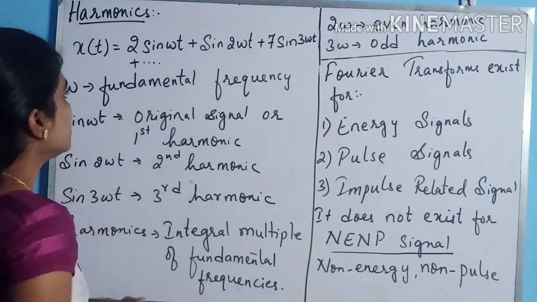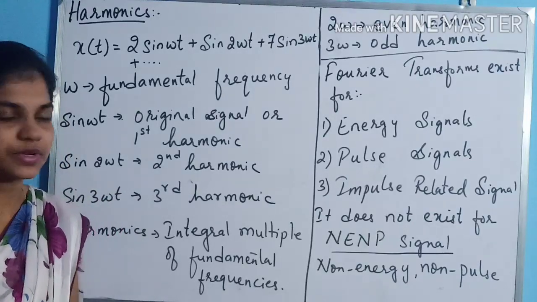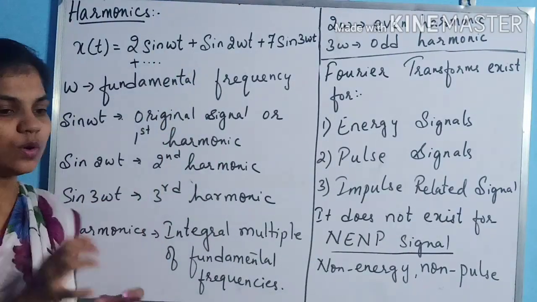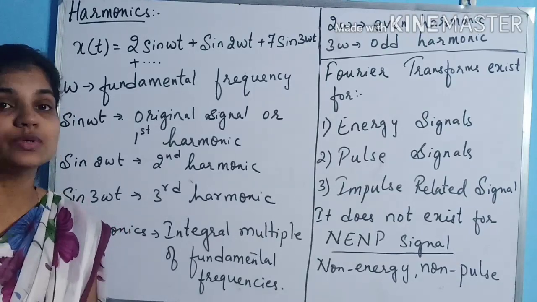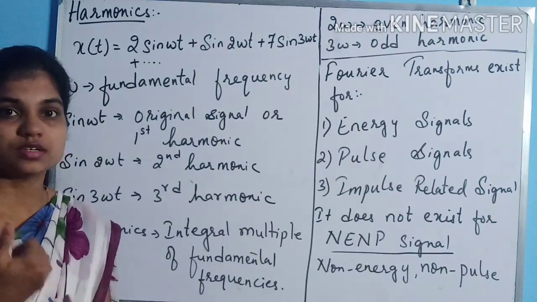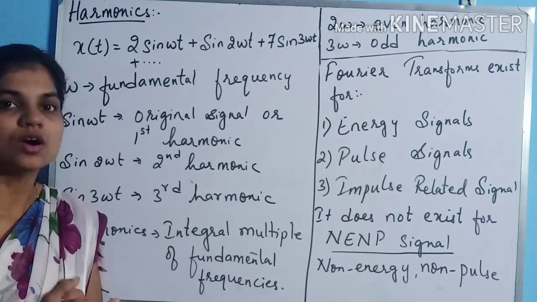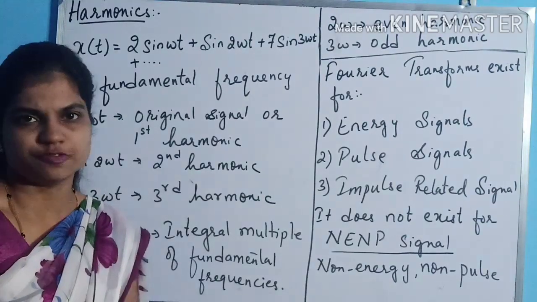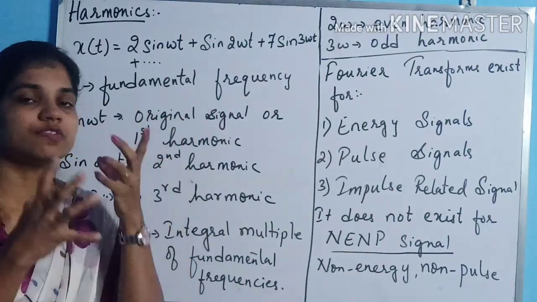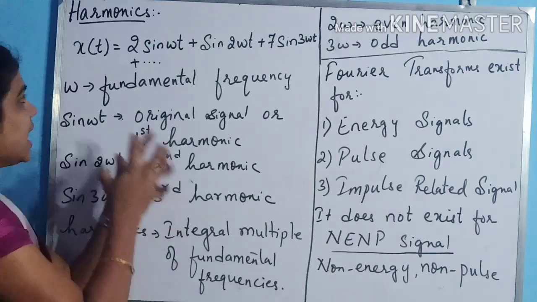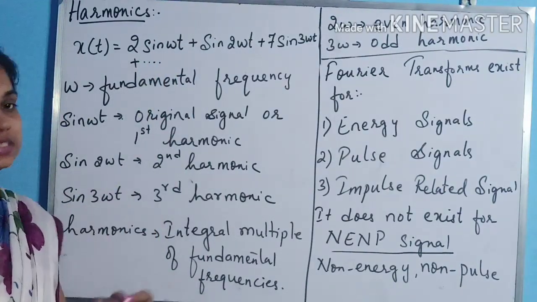Right? So what is this representing? This omega, we all know that it is the fundamental frequency, which is equal to 2 pi f, that is 2 pi times the frequency. Or we can say omega is the angular frequency. Alright? So we have omega to be the fundamental frequency, and sine omega t is the original signal.